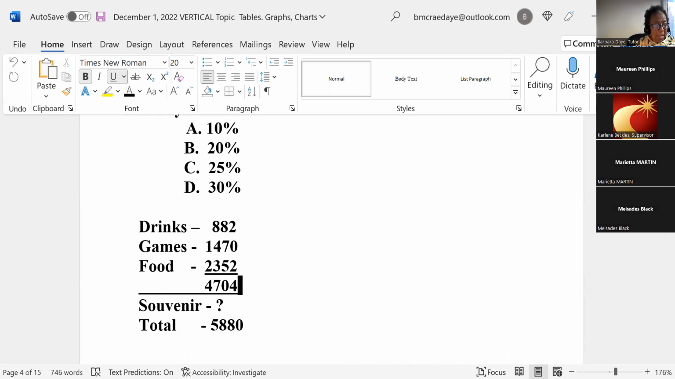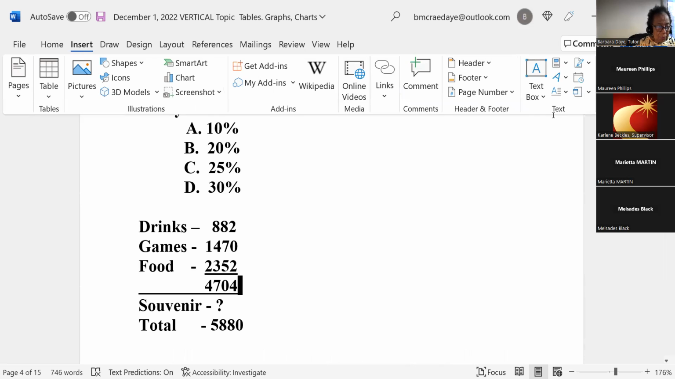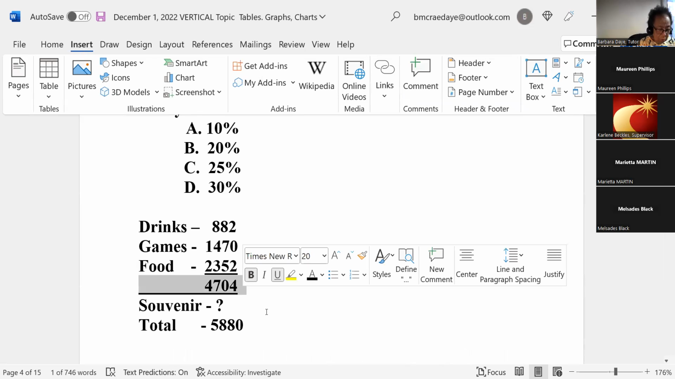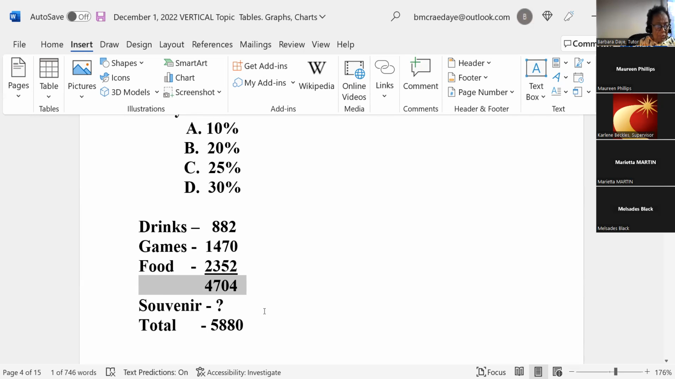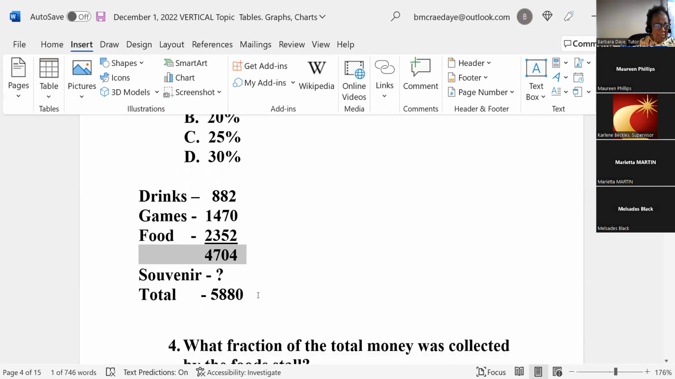Now when you subtract that from 5880, what do you get, Mercedes? I get 1176. That's the same thing Maureen got. Okay, so 1176, this total minus the 4704. What do you get, Mercedes? 1176. Now, that represents what? That represents souvenirs. Very good.